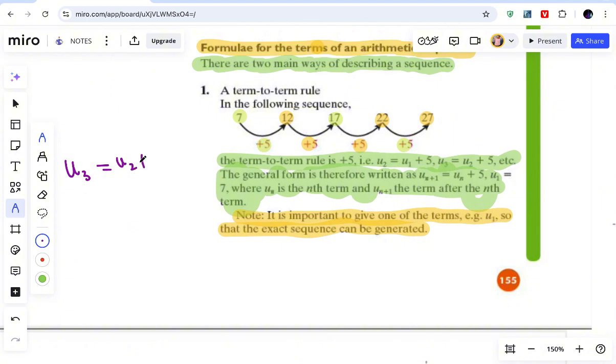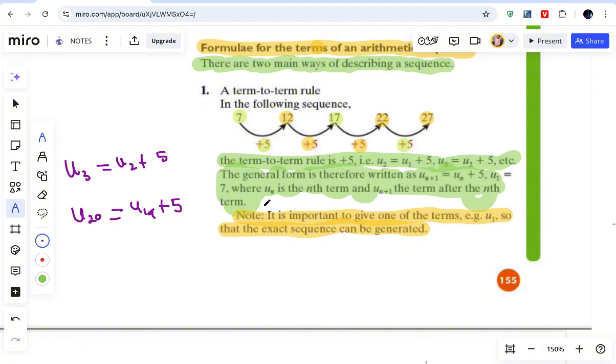You get the third term, U2 plus 5. If you want, let's say, the 20th term, you say U20 is equal to U19 plus 5. So it's always like that to get the next term in a sequence. You just need to know the common difference. You start adding the common difference to the previous term. Okay? The second term is the first term plus the common difference. That's all, and so on and so forth.